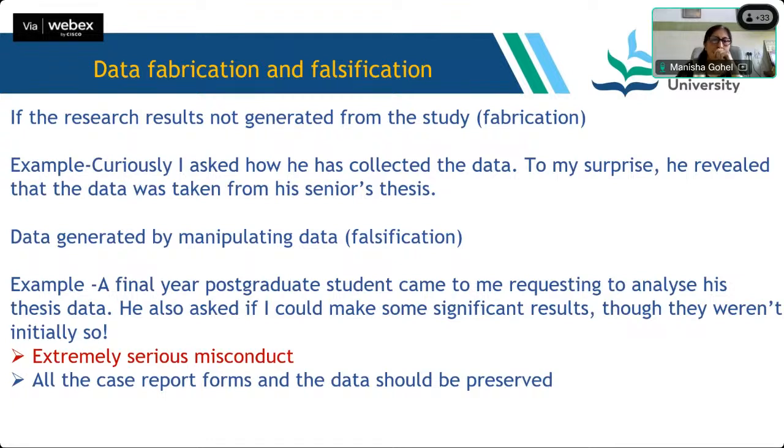One example is a postgraduate student comes to you and says, okay, ma'am or sir, kindly have a look at my result, and can you convert the outcome in a significant way? That is manipulating the data to highlight the importance of your research. That is also not acceptable. In MCQs they ask what is the type of misconduct. There are different levels of misconduct. Data fabrication and data falsification are known as extremely serious misconduct.